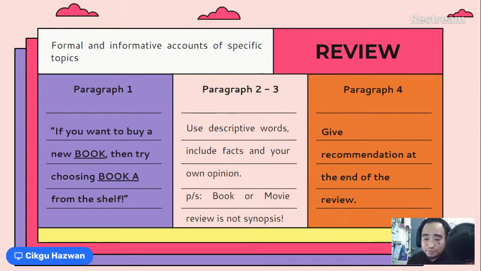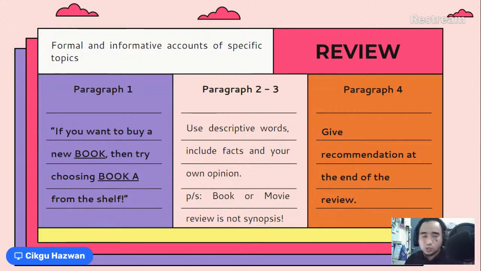The own opinion. Okay, book or movie review is not synopsis. If you say book and movie review is synopsis, you are partially wrong. Synopsis can be included in the review, but in the synopsis you cannot give your own opinion, because in a synopsis, you tell what the story is about. But when you write a review, that means you are including your own opinion alongside the synopsis.